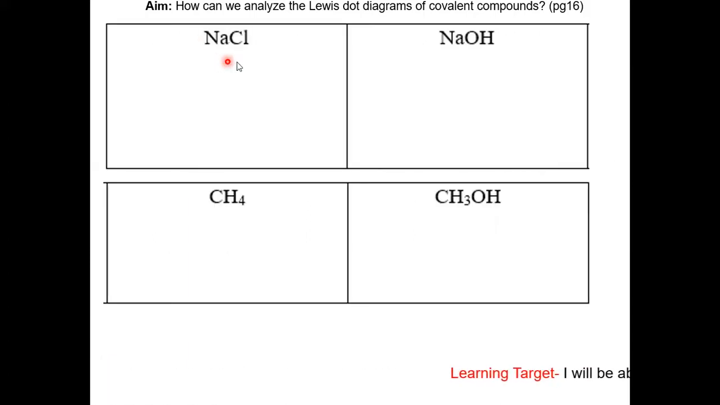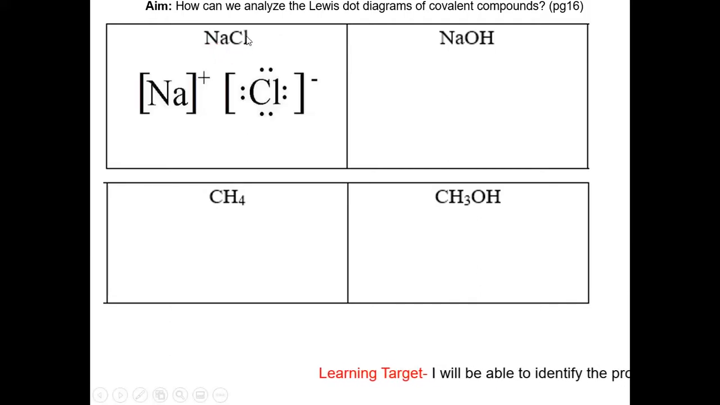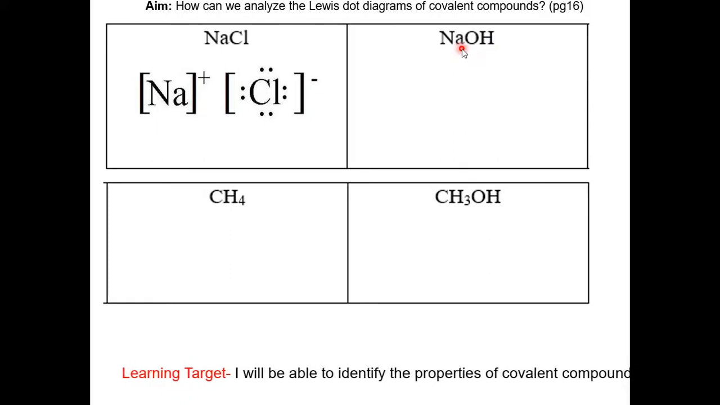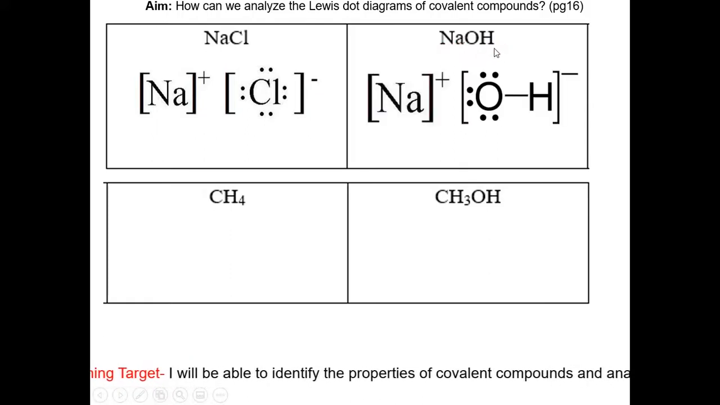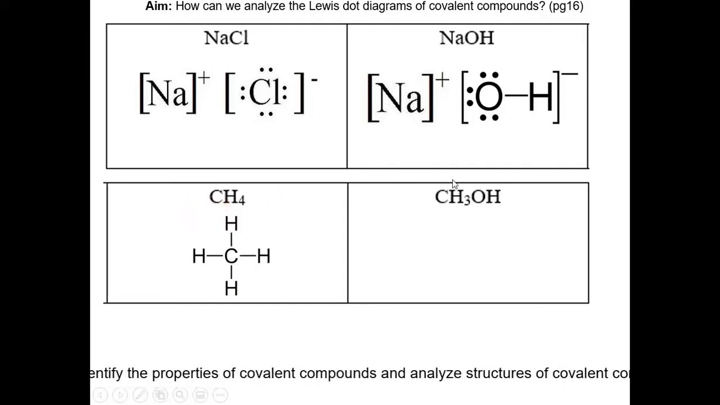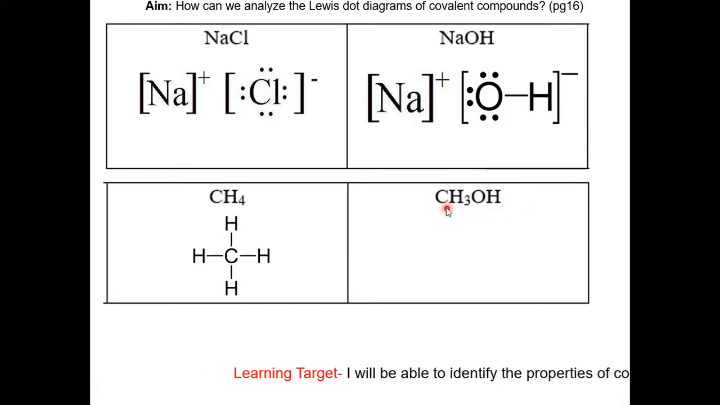The first compound is NaCl. It has a metal and a nonmetal, so it is an ionic compound. The second one is NaOH. If you recall from the previous lesson, OH is a polyatomic ion, so NaOH has both ionic and covalent bonding. CH4 is all nonmetals, therefore it is a covalent compound. If you look at CH3OH, it has all nonmetals, but it seems to have a polyatomic ion, hydroxide. So is CH3OH only covalent or both ionic and covalent?